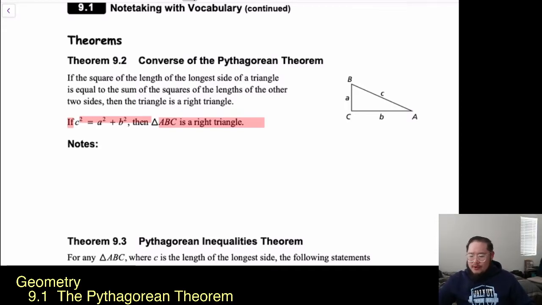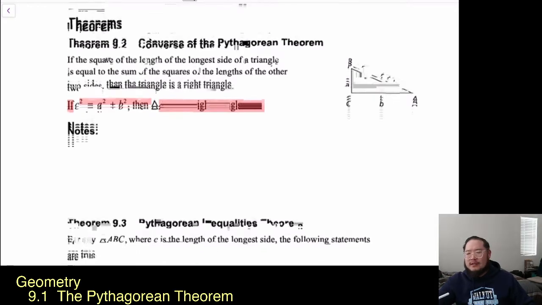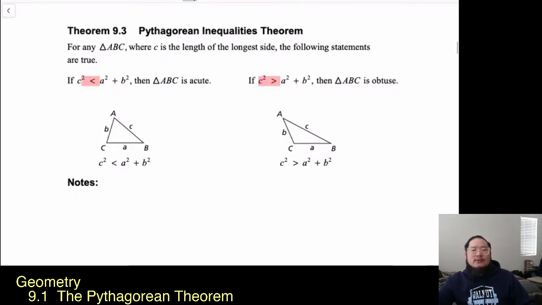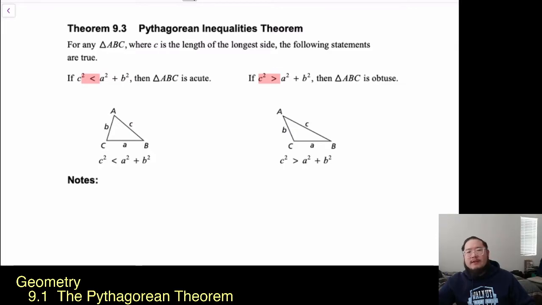Now, we go to theorem 9.3, the Pythagorean inequalities theorem. This tells us, if I have three numbers, remember, the biggest number is always going to be the hypotenuse, which is side c. So what they're saying here is this: if I take c squared and it happens to be less than a squared plus b squared, then my triangle is acute. That's what the first part of the theorem is saying.